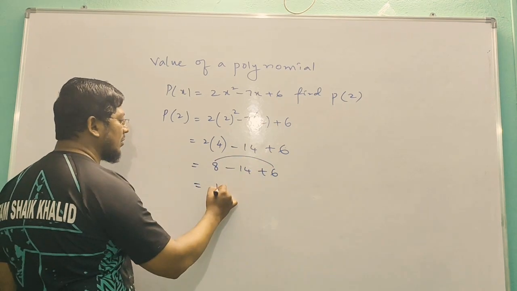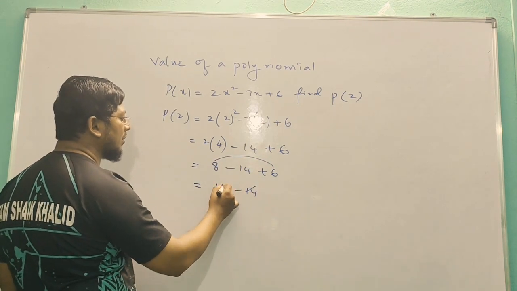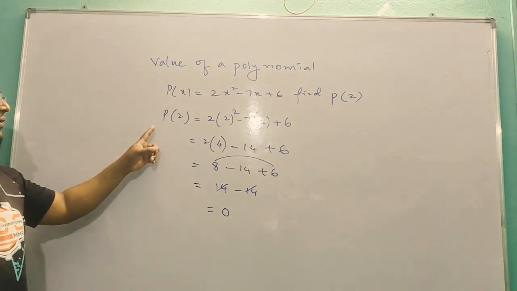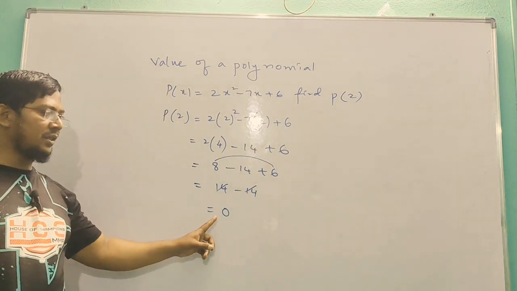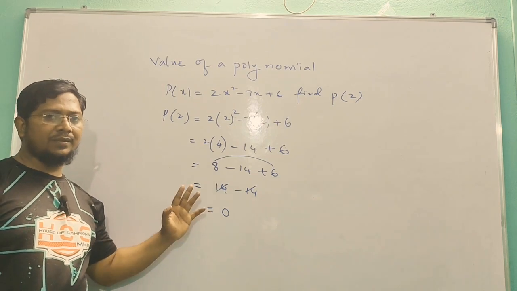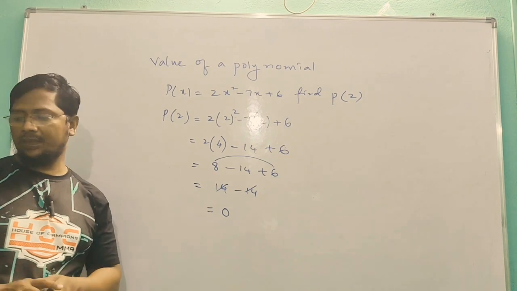Positive, add with positive, 14. 14 minus 14. 14 minus 14 is what? Equal to 0. So what is the value of p of 2? P of 2 is equal to 0. This is known as the value of a polynomial. Okay. Next topic.